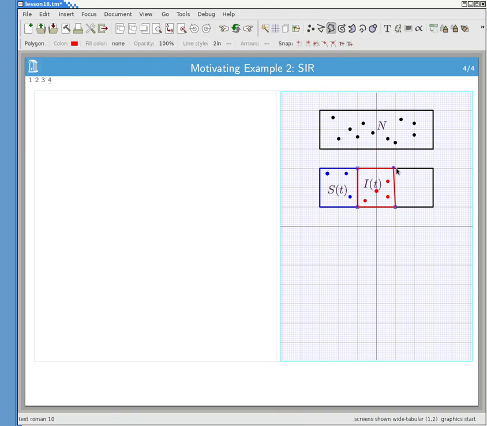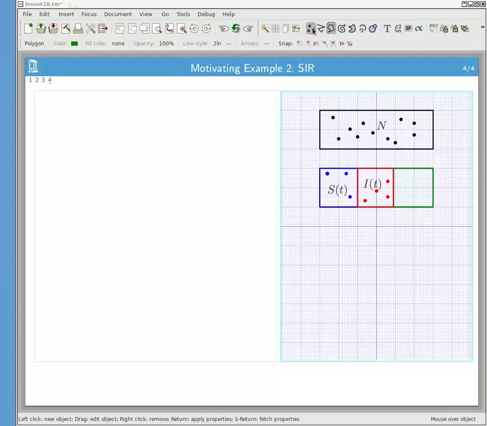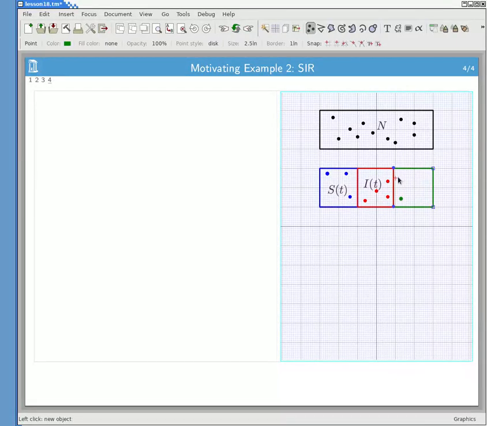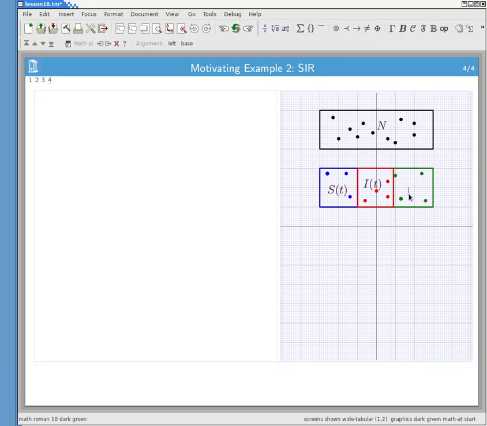In this particular context, recovered means that they are no longer infectious or susceptible, so it's a bit macabre, but recovered in this context means both those that have recovered and are living and also those that have actually died. And there are a number of such individuals. And we will denote these by R of t.